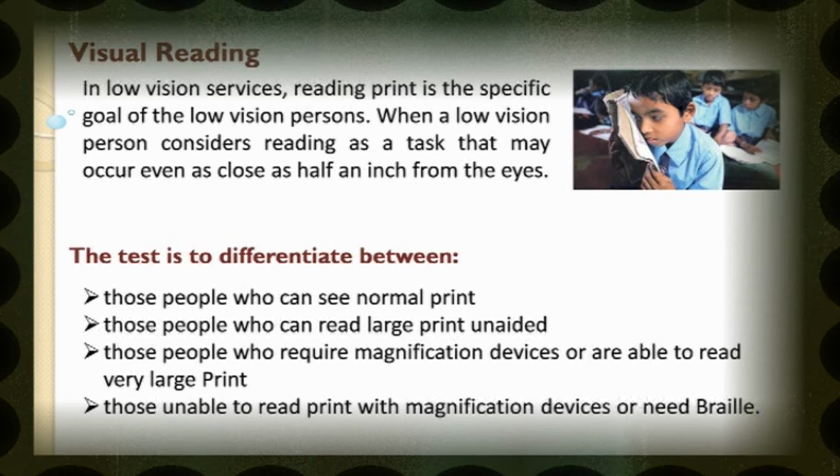In low vision services, reading print is the specific goal of low vision persons. When a low vision person considers reading as a task, that may occur even as close as half an inch from the eyes. The test is to differentiate between those people who can see normal print, those who can read large print unaided, those who require magnification devices or are able to read very large print, and those unable to read print even with magnification devices or who need braille.